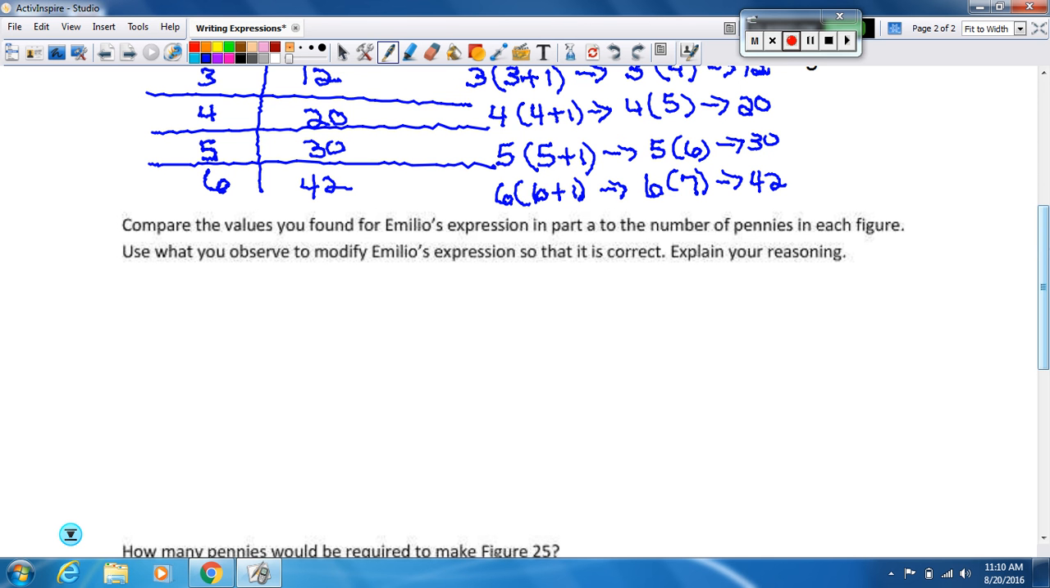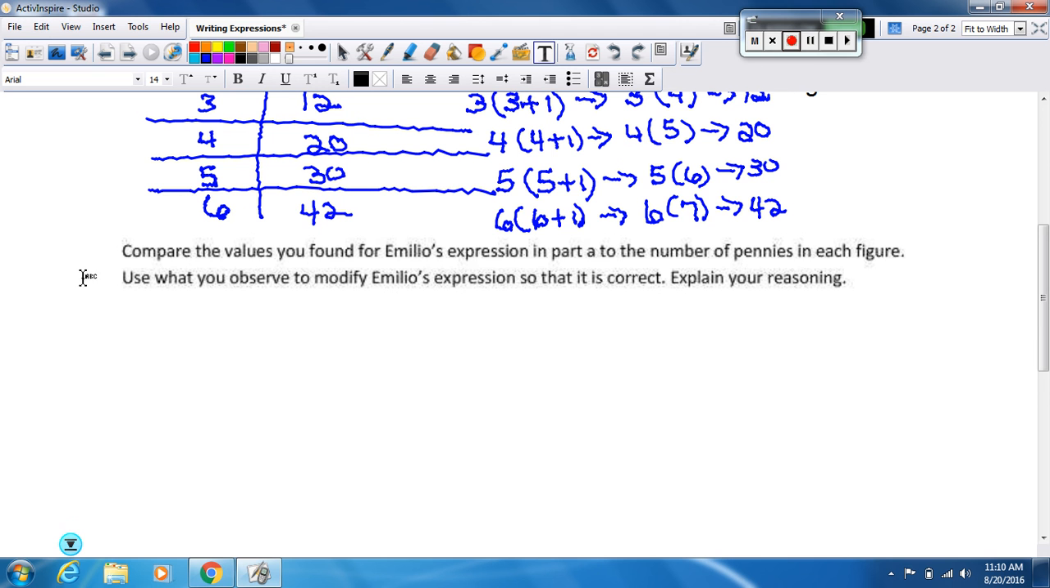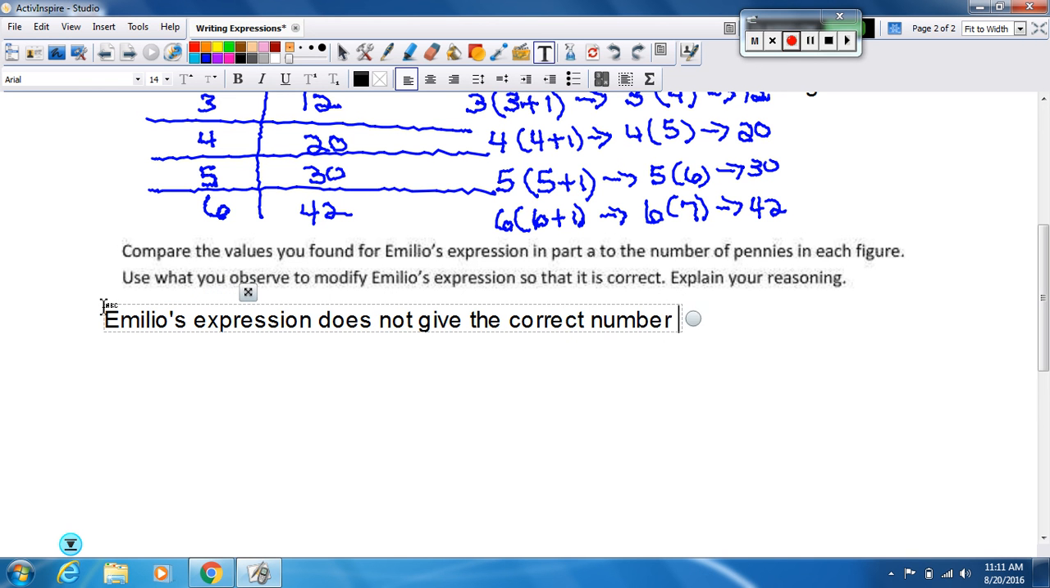So if you compare the two tables, you will see that Emilio's table actually doubled it each time. So what we need to do is take his expression and then cut it in half. So here's the explanation for all that. Emilio's expression does not give the correct number of pennies in each figure.